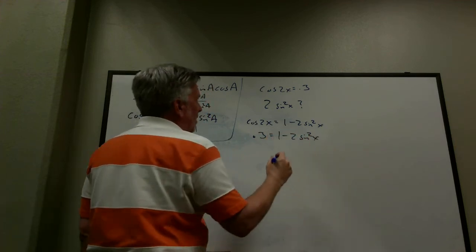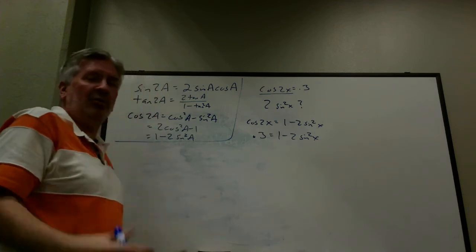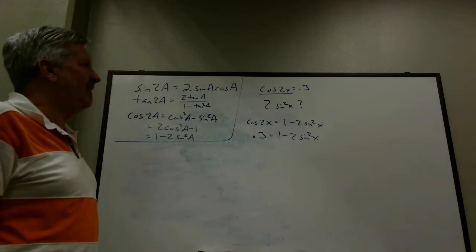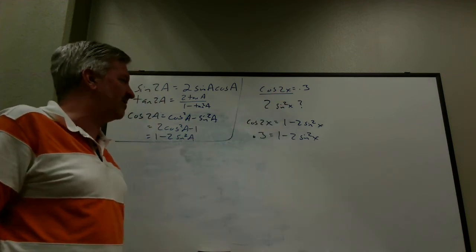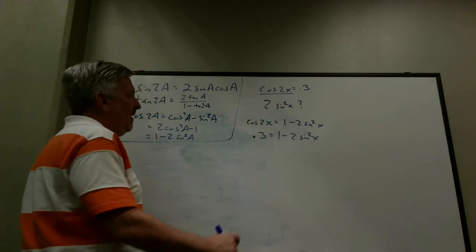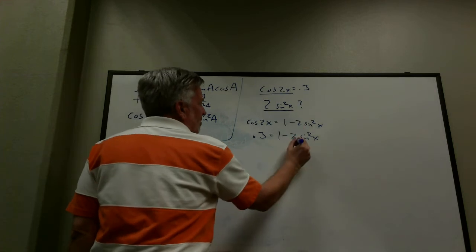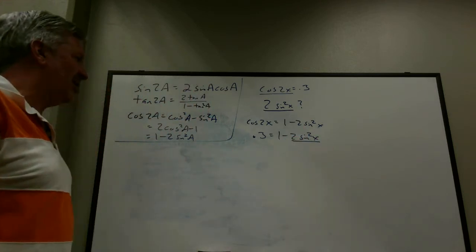Okay, it didn't say x was 0.3. It said the whole thing, cosine 2x. I don't know what x is. I don't know what the angle is here. Okay, and notice it doesn't say find the angle. It doesn't say find x. So what are we trying to find? We're trying to find that which is right there. So we need to get that by itself.